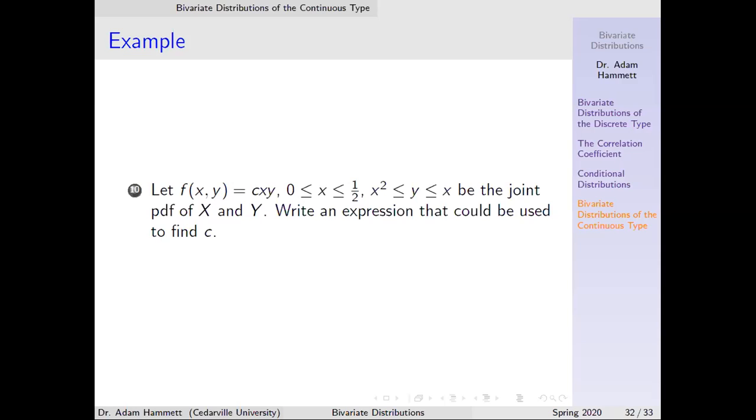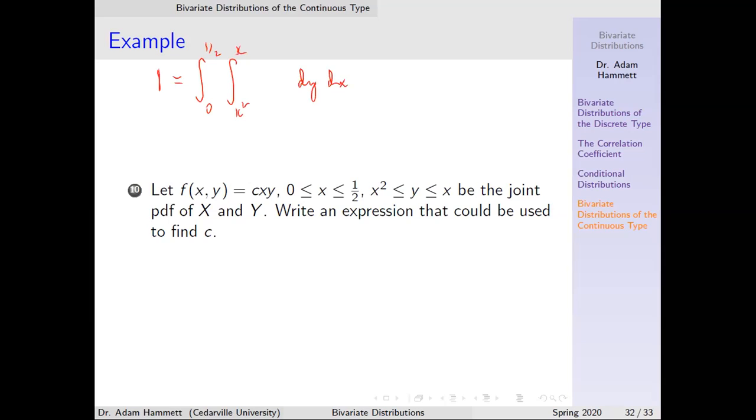So let's see here. This one gives me a potential joint density for 2 random variables. And it wants me to figure out what this constant C is. So what should be true about this? Well, we should have that 1 equals what would happen if I integrated this thing over all possible values? It looks like x is going between 0 and 1/2, and so that means that x is on the outside here, so dx. And on the inside is dy. So what does y go between? Well, x squared and x.